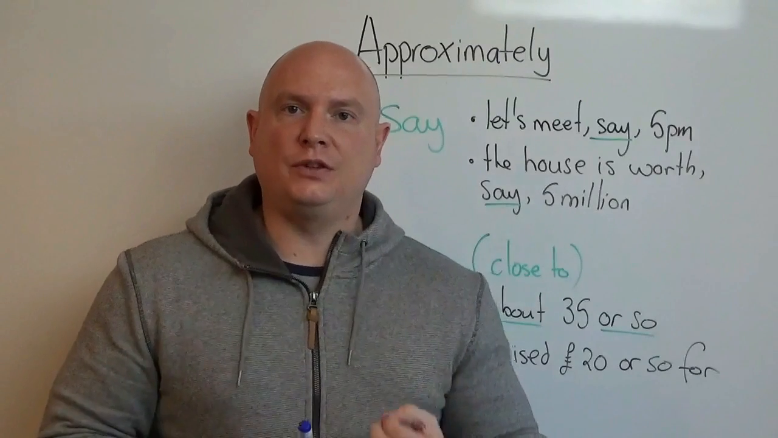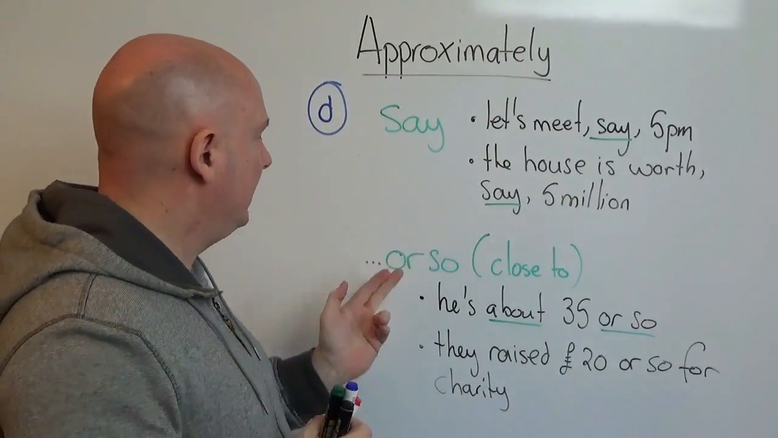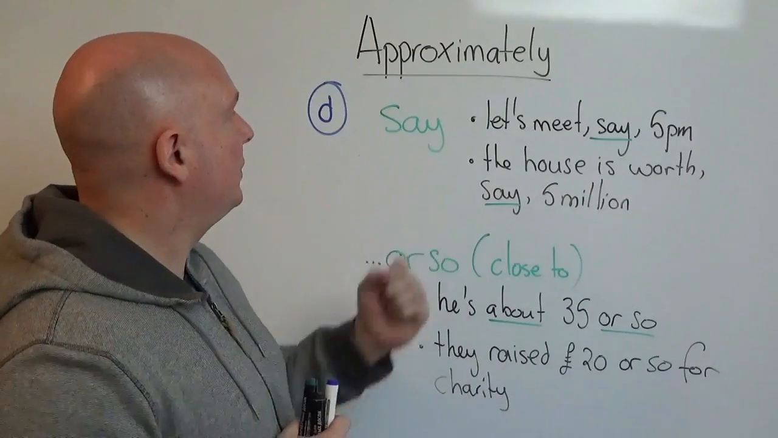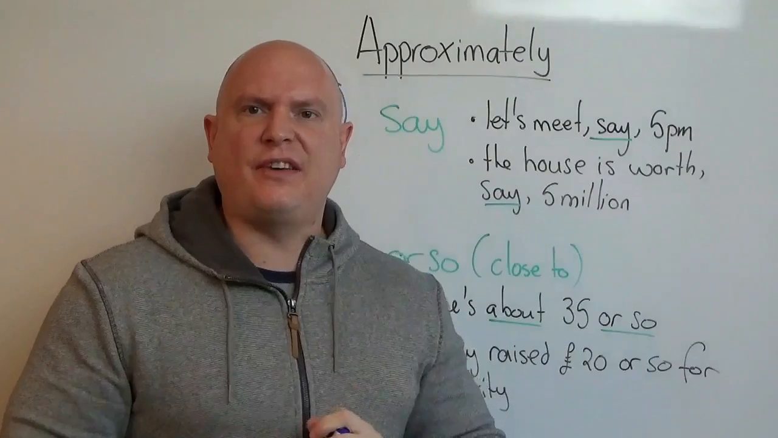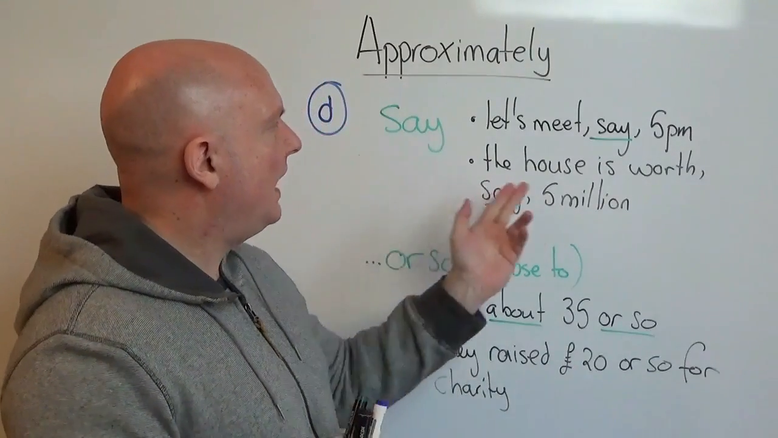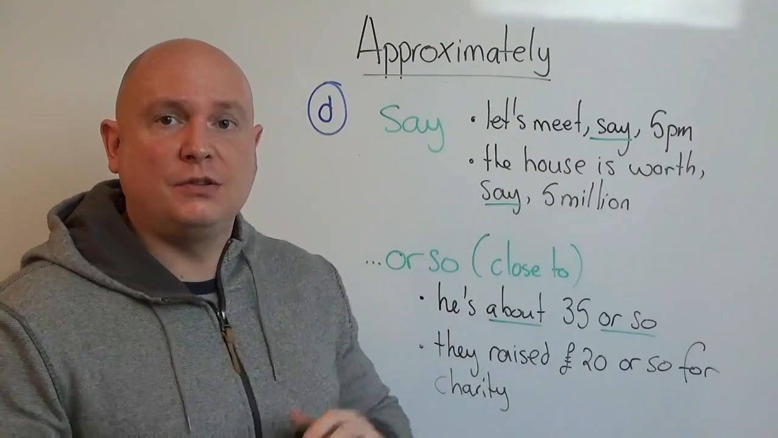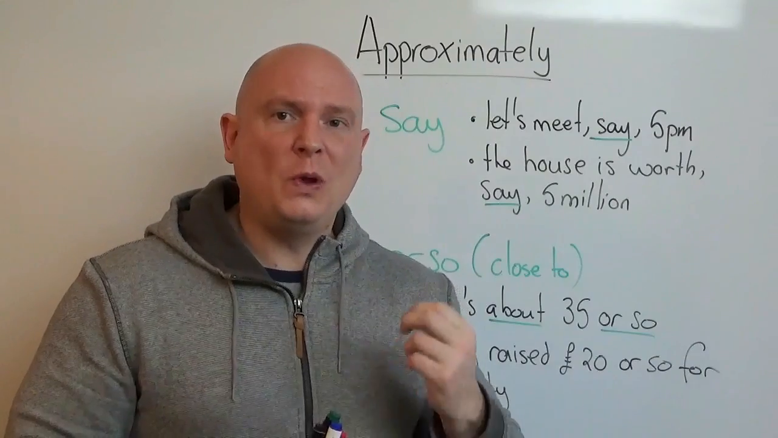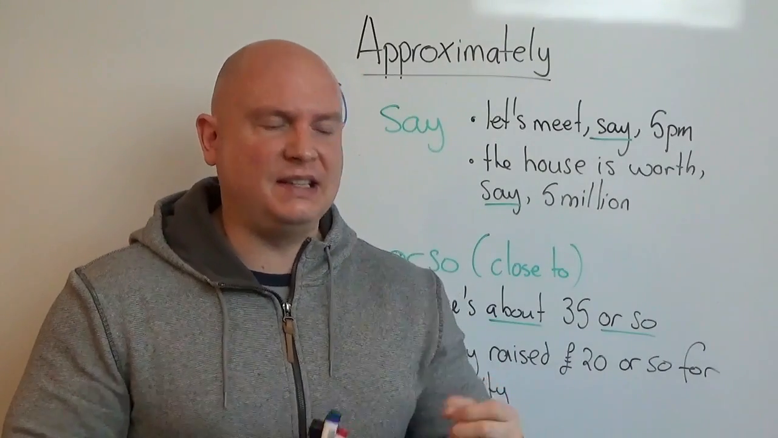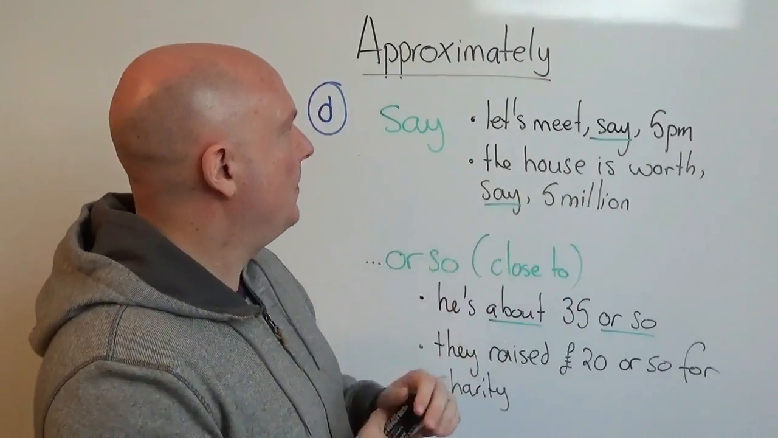So now we're at our fourth section, so even more. We have say and or so. Let's have a look at say. Let's meet, say, 5 p.m. The house is worth, say, 5 million. So say can mean approximately too. However, be careful. We can't say, what's the time? It is, say, 5 o'clock. That doesn't work. It works on its own.